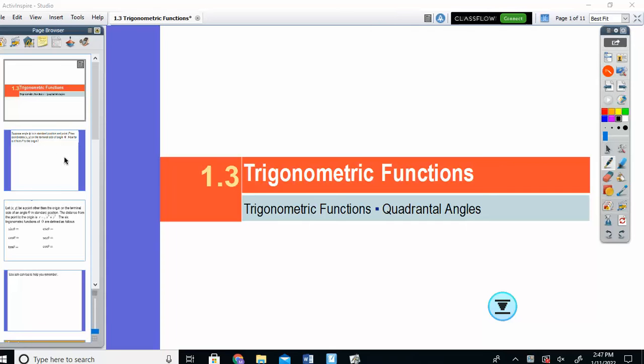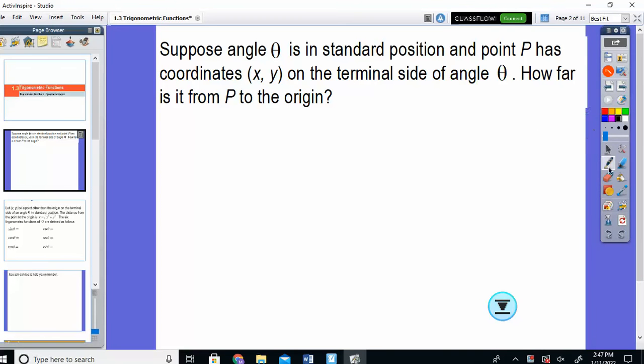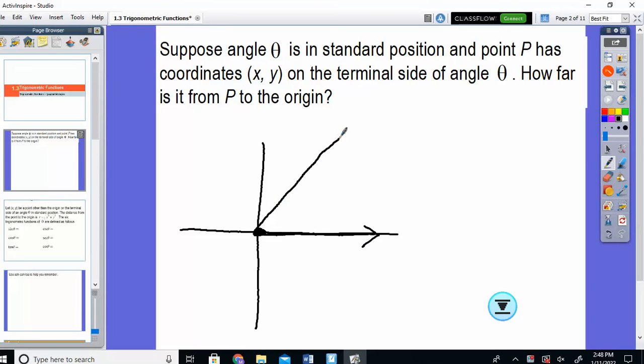I told you that every time we drew an angle, it would be in standard position. So let's say I have an angle in standard position. Standard position means the vertex is at the origin, the initial side is the positive x-axis, and the terminal side can be anywhere else. So let's just say it's right here. So this is my angle theta.